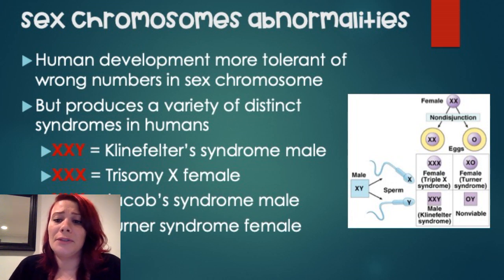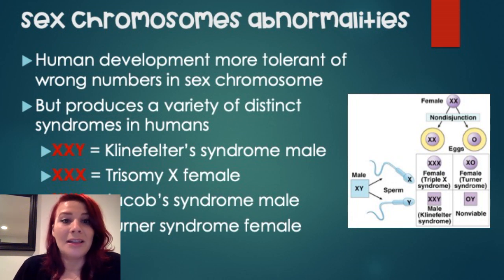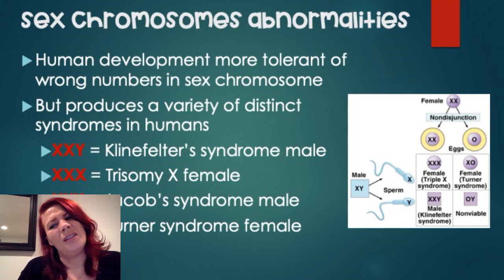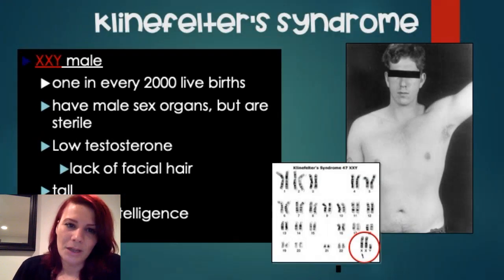So we can have a few different disorders. The first we're going to talk about is XXY, or Klinefelter syndrome. Then we're going to talk about trisomy X, which is a female that's going to have 3 X's. We'll talk about Jacob syndrome, which is XYY, and you're like, what? How does that happen? We'll talk about that, and we'll also talk about Turner's.